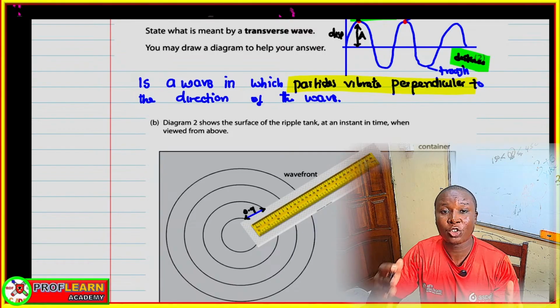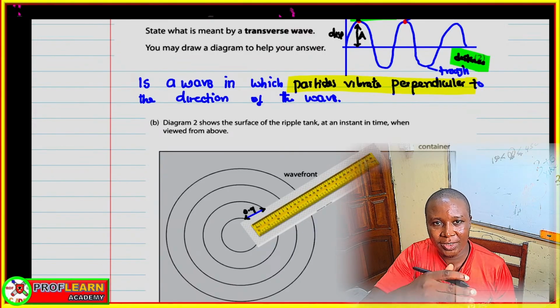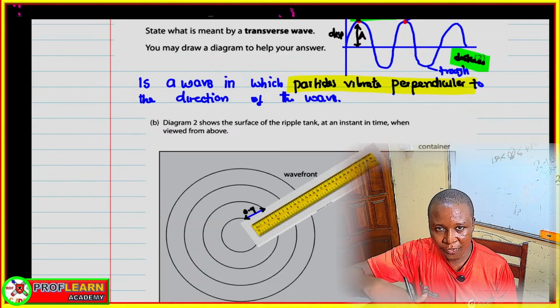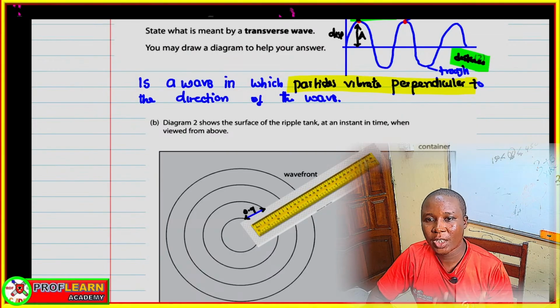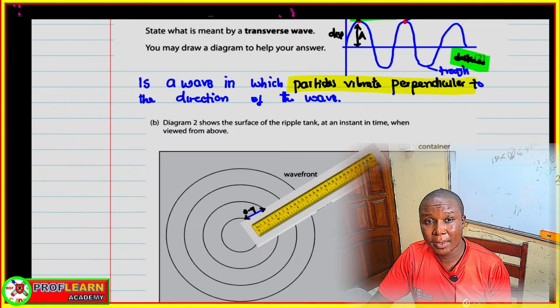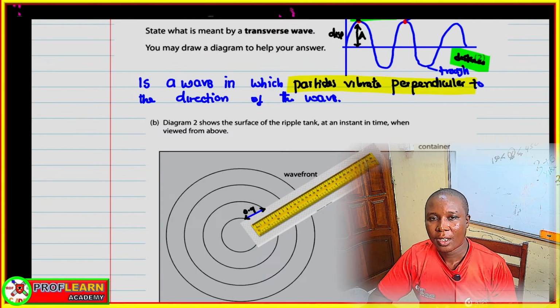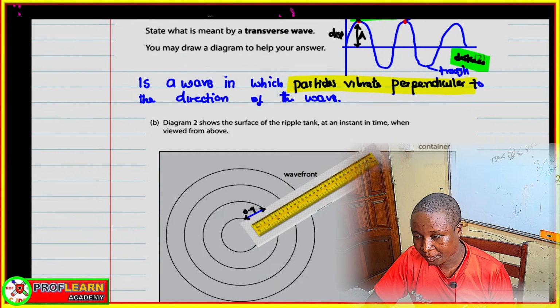For instance, if we are talking about water waves, if you take a bottle of water and throw it in the ocean, you will see it moving up and down because water waves are transverse waves. So in this case, you are supposed to define what we mean by a transverse wave. A transverse wave is a wave where particles vibrate perpendicular to the wave direction.